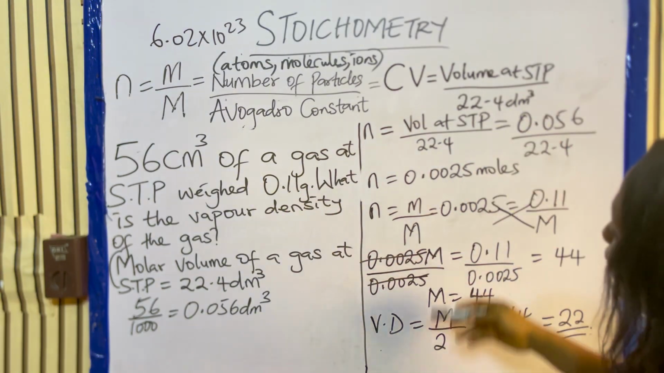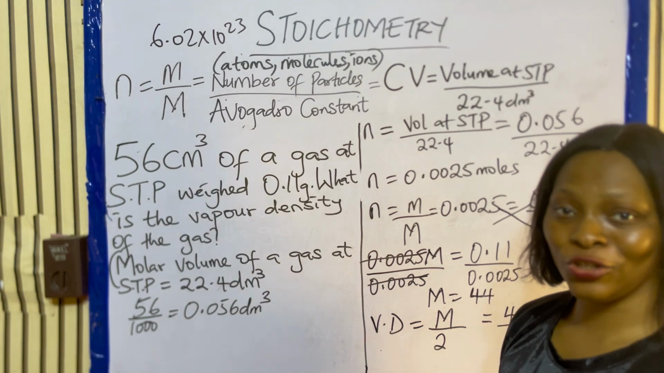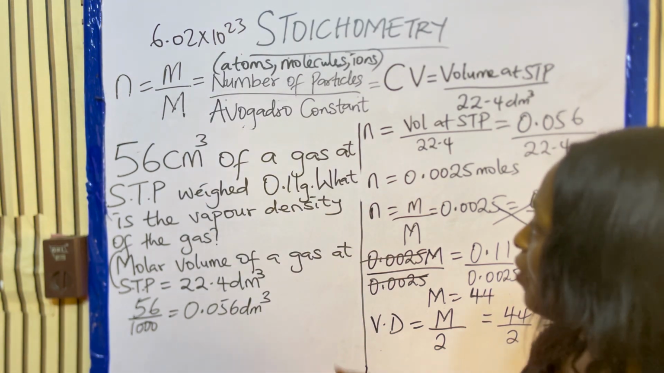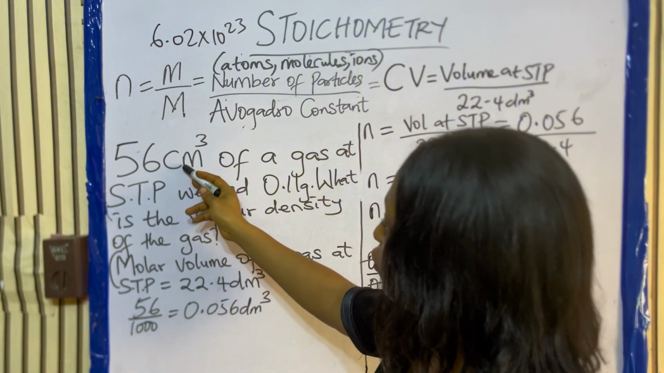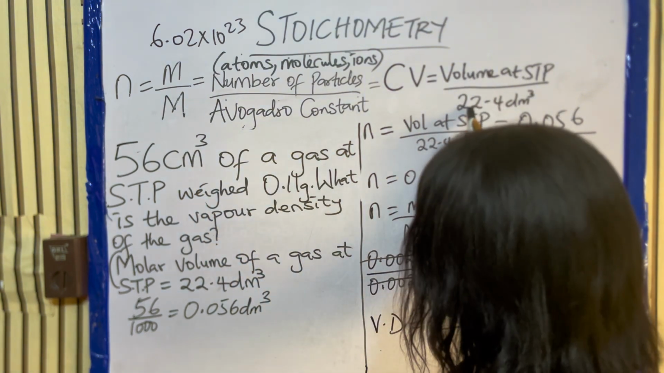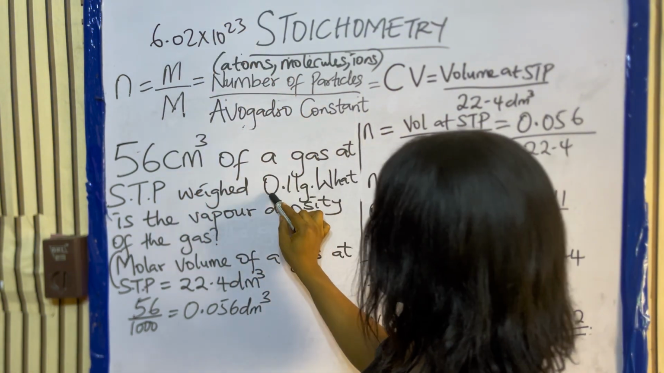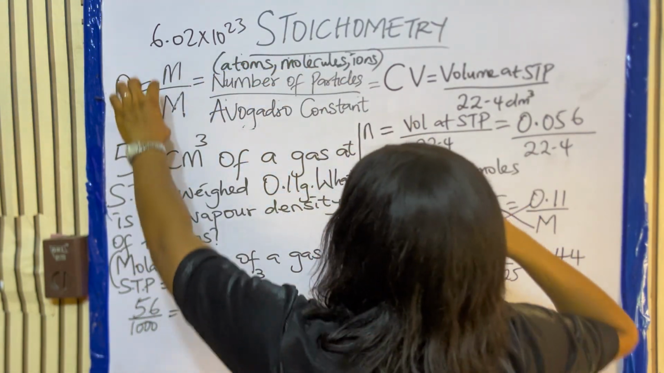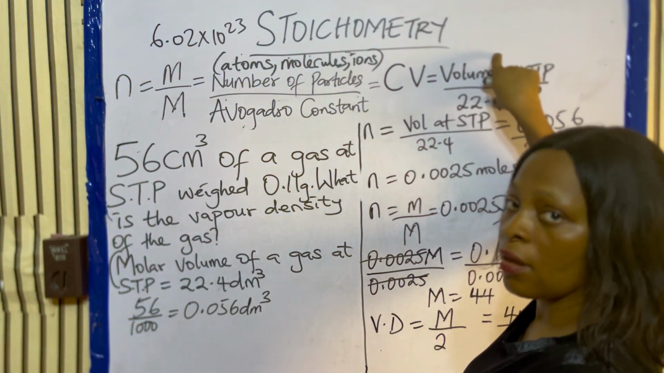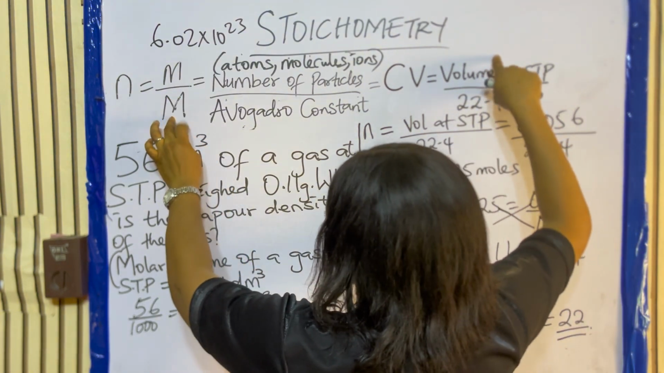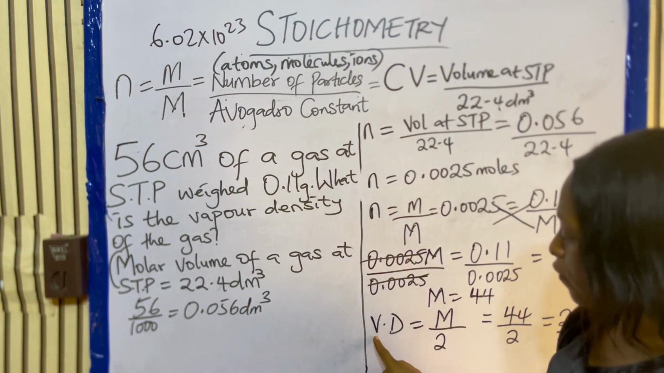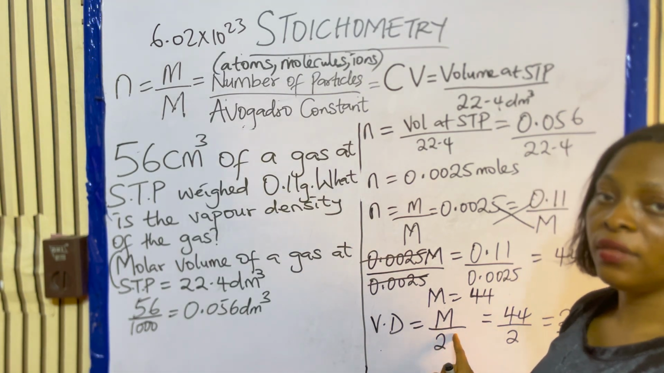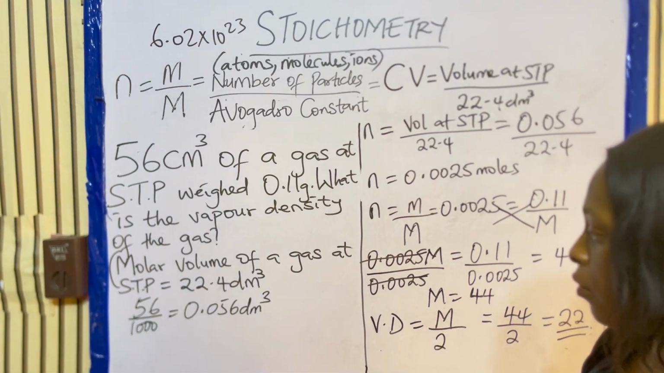Now, some students can find this method long and tedious, but there is a shortcut to solving the question. Having your cm cube here, your volume at STP, and your mass, which is 0.11 gram, you are looking for molar mass. So you can equate this to this and get your molar mass. Then upon getting your molar mass, vapor density is equal to molecular mass over 2. With this, you can now have your vapor density.